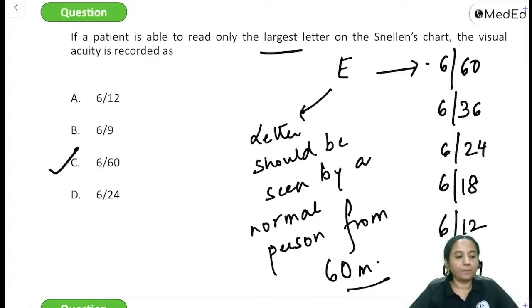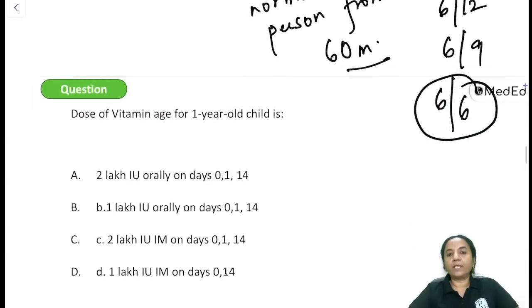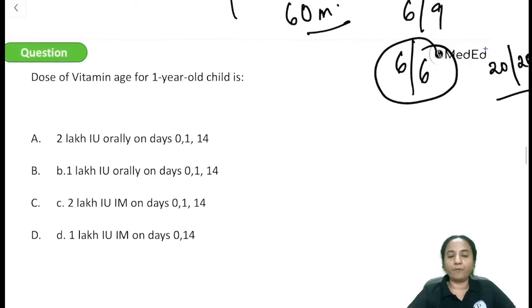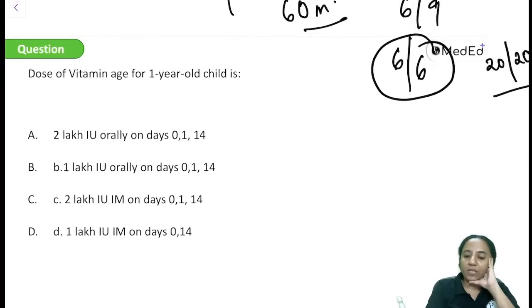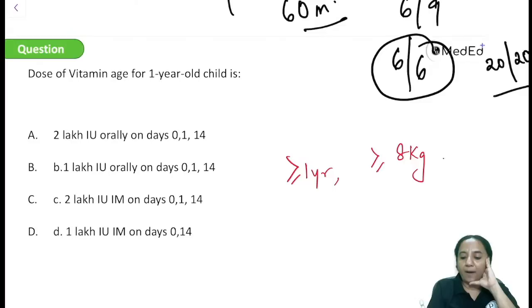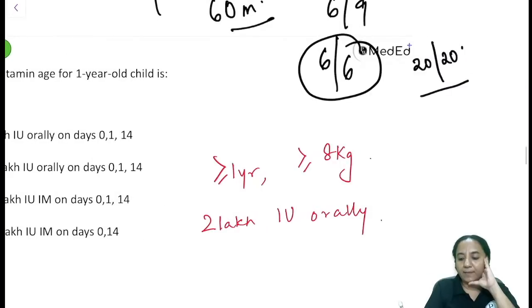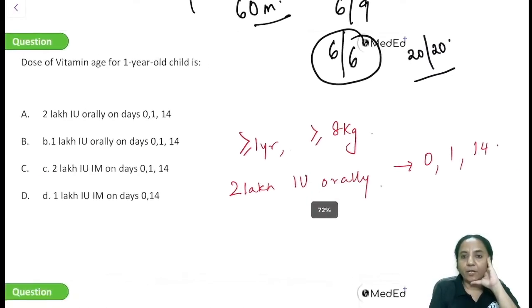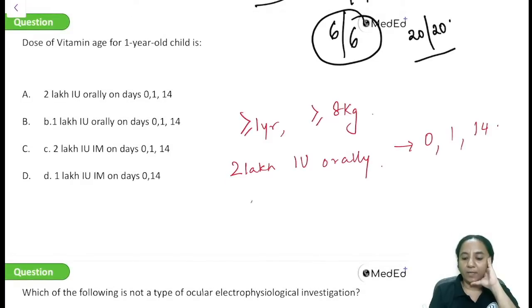Next question. What is the dose of vitamin A for a 1-year-old child? Now this is also something you have to know like the back of your hand. We cannot get this wrong. So for greater than or equal to 1 year or greater than or equal to 8 kgs, our dose is 2 lakh international units to be given orally on days 0, 1, 14.